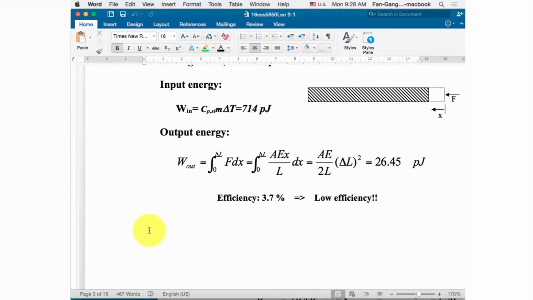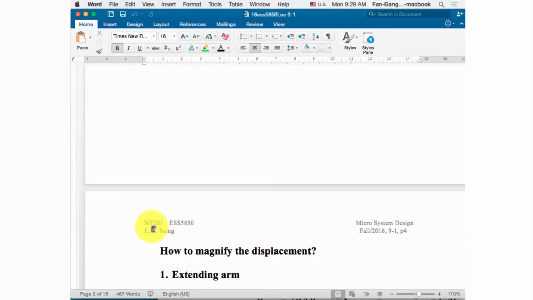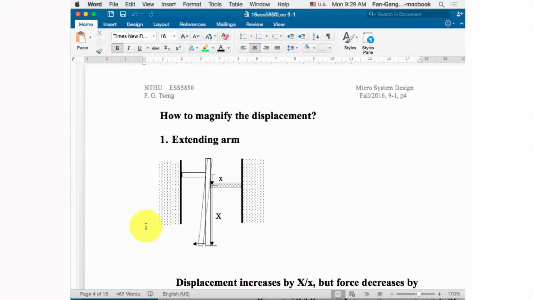So that's the first comparison. Now we need to consider how to balance between the force and the displacement we can have. There are several ways we can enlarge the displacement, but at the same time you need to reduce the force as a penalty. So it's a trade-off. The displacement times the force is the total work you are doing, and the input energy is a fixed number. So the total needs to be divided between the displacement and the force. If you put too much on the force, you get much less displacement. If you put much on the displacement, you get a small force.